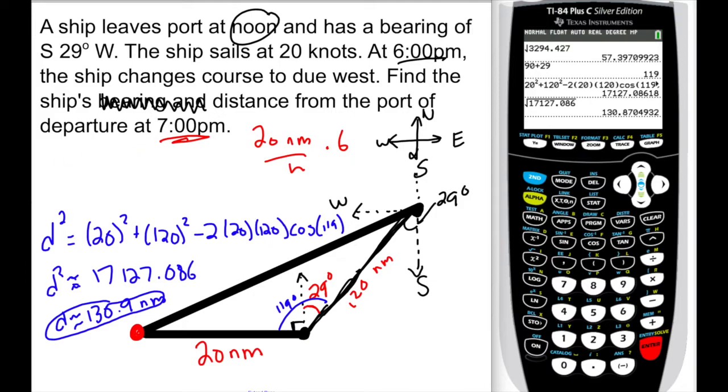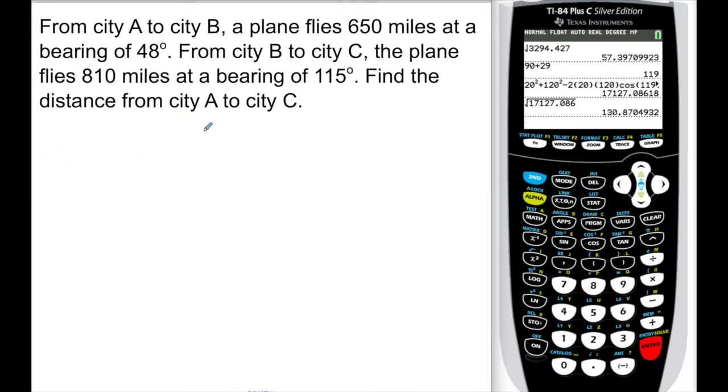All right, so here we go. I'm going to move on to the next one. From city A to city B, a plane flies 650 miles at a bearing of 48 degrees. From city B to city C, the plane flies 810 miles at a bearing of 115. Find the distance from A to C.